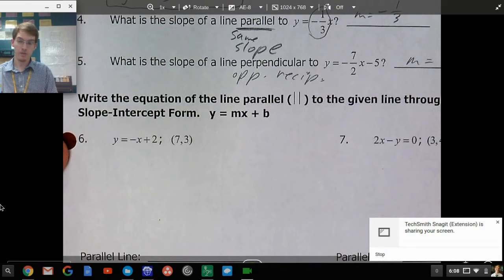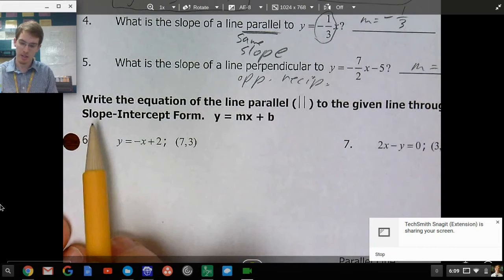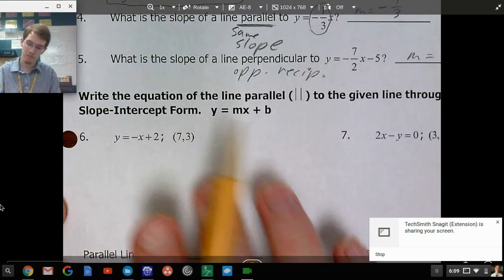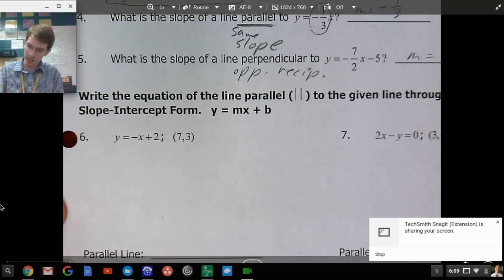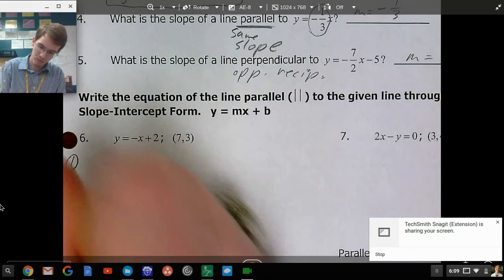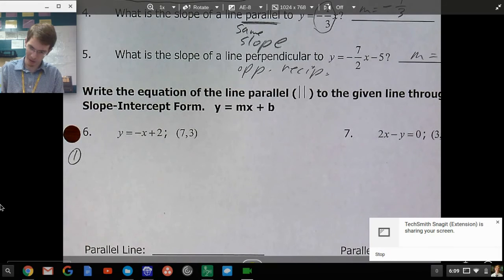Okay, so here are our directions now. Okay, here's where we're going to get into this. This is what we're doing today. Write the equation of the line parallel to the given line through the given point in slope-intercept form, y equals mx plus b. So there really turns out to be 3 steps to this. First step, parallel or perpendicular. Well, these actually say these are all parallel.